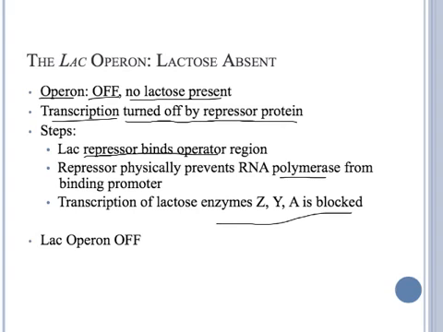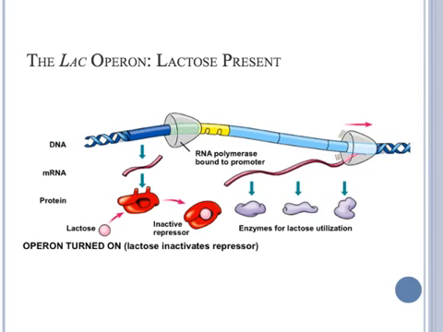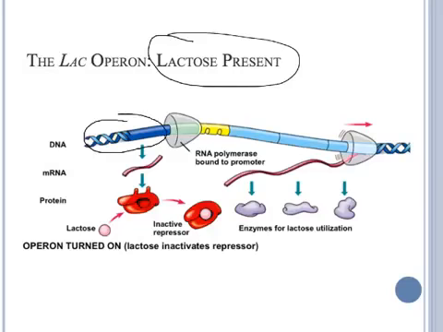So now let's look at the opposite situation, where I do want transcription. If lactose were present, now I do need the beta-galactosidase. I do need that enzyme to break the lactose down so I can use it. So the same thing is going to happen. My regulatory element upstream of my gene is going to create my repressor protein. But now, this is where it gets a little different.